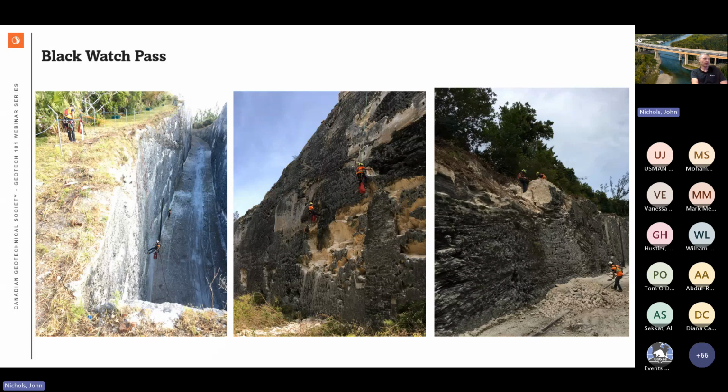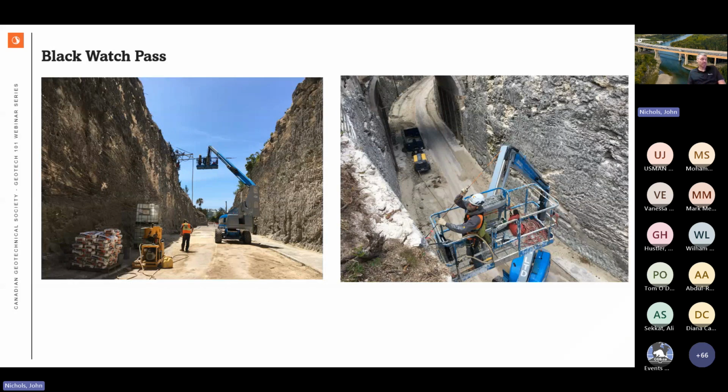So what did we do? After the scaling, we bolted some of these blocks that were at the crest, the most hazardous ones that were also impacted by some of the erosion falling from higher up. They needed to be bolted in to make sure that they didn't cause us any issues. So you can see here installation of some rock bolts and grouting them in place. And they were passive. They were fully grouted dowels acting as support there.